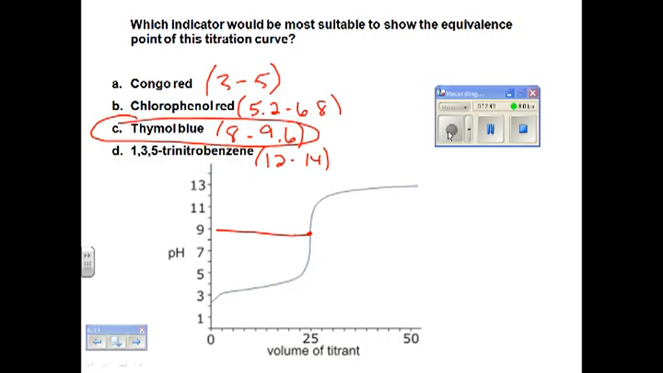Thymol blue changes around the spot where we want. Because remember, the end point is where the indicator changes color. We pick that to correspond to our equivalence point. Okay, they're not always the same, but we pick the indicator to change color at our equivalence point. They often ask that in terms of, do you understand the difference between the two terms?